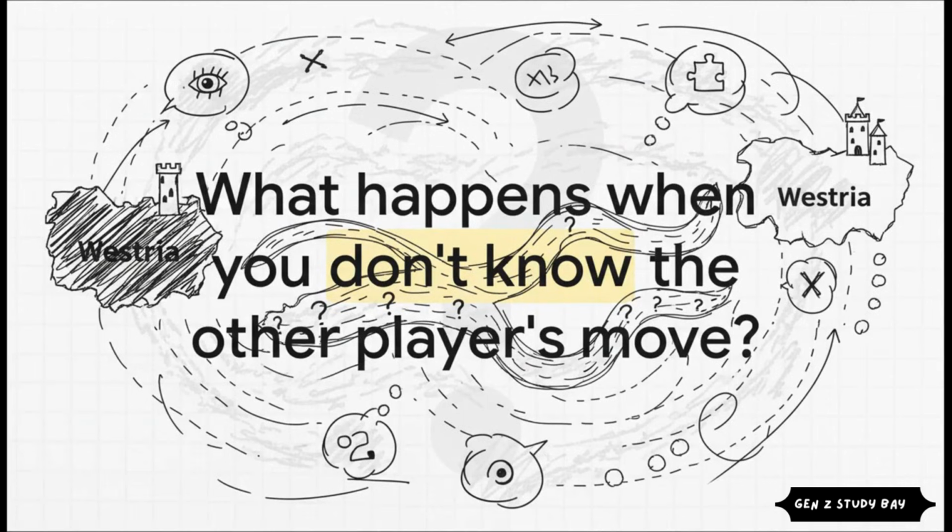Okay, that was pretty straightforward, right? Firm A knew exactly what Firm B did before it had to move. But what about our water game? Eastland and Westria are moving at the same time, in secret. How on earth do you draw a map of ignorance?